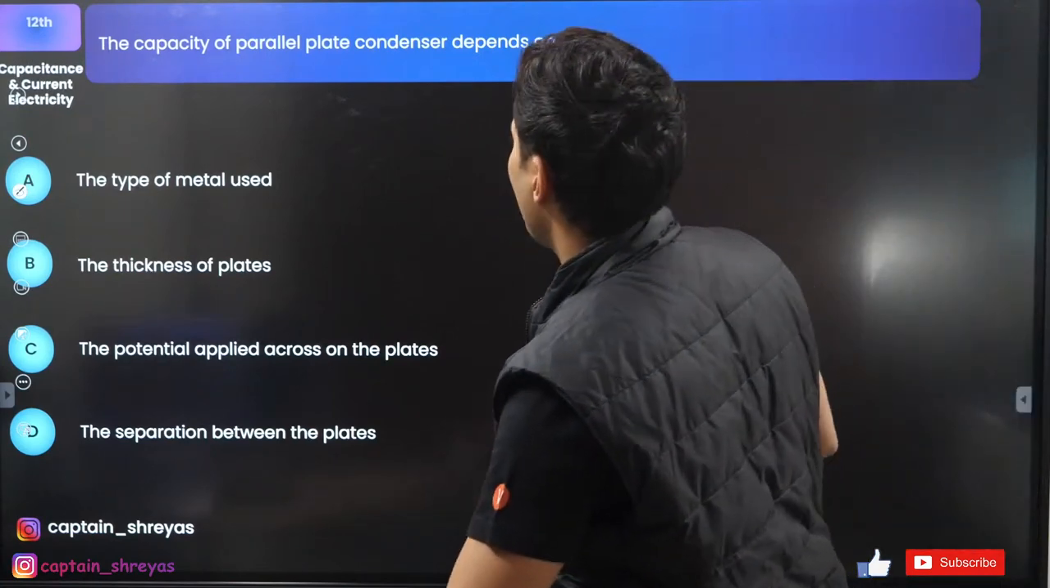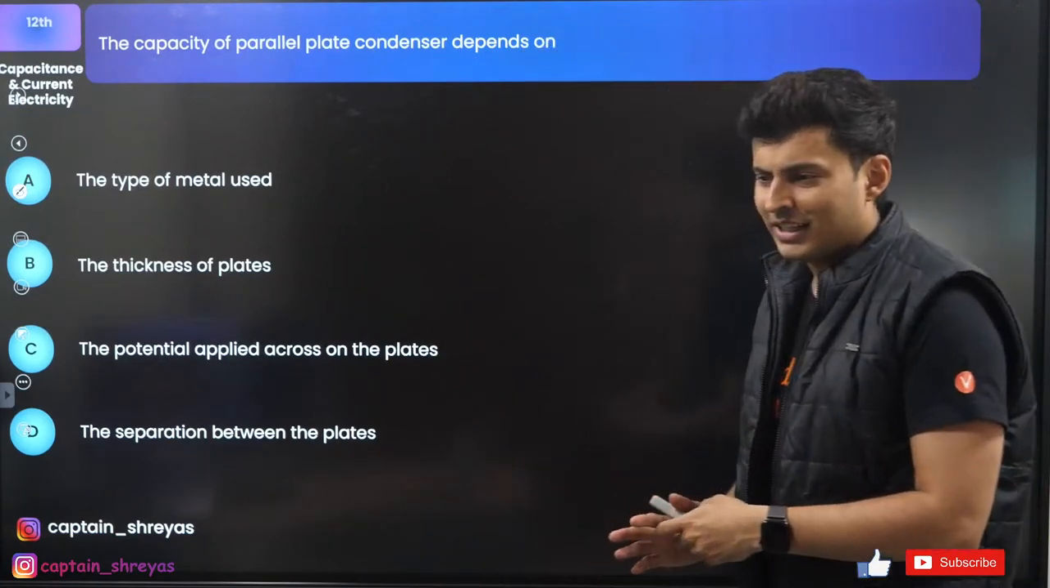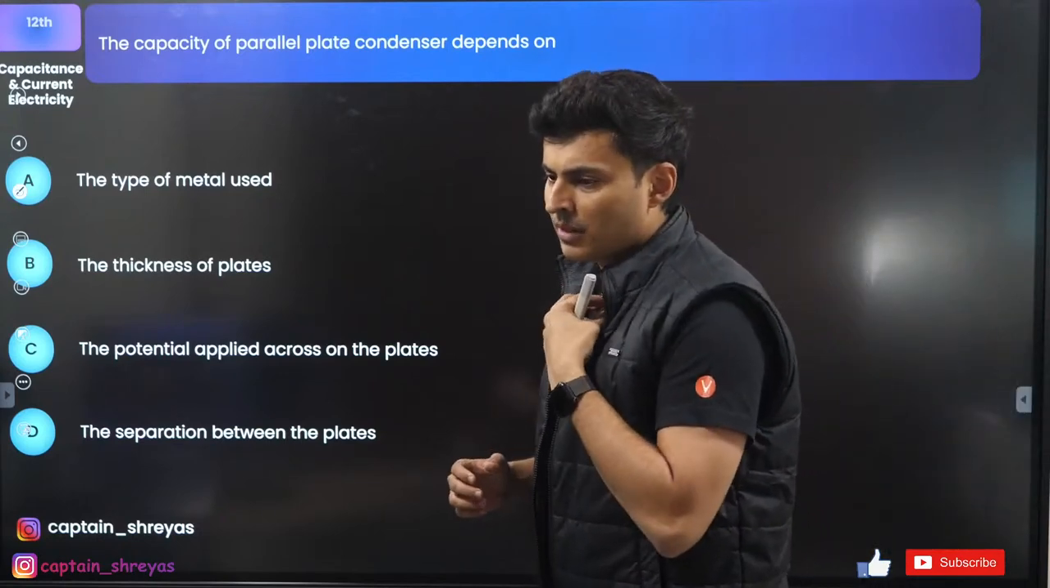The capacity of a parallel plate capacitor depends on, come on, my dear students.